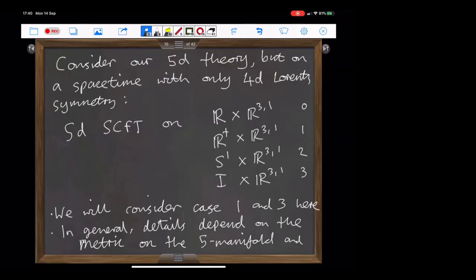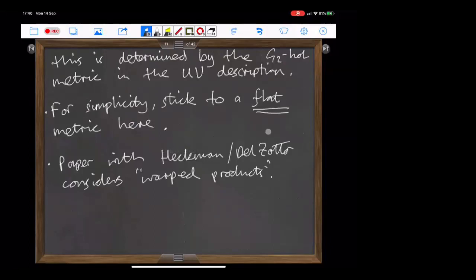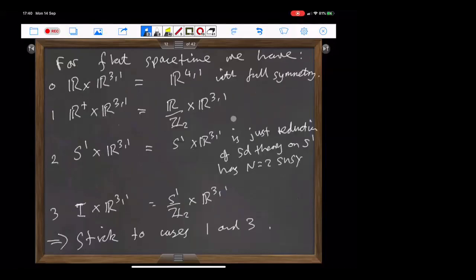So in case 3, I here means a line segment. Here I'm going to essentially stick to the case where we've got a flat space-time metric. And in the other paper that I mentioned, we're actually considering essentially warped products. So in the flat case, case 1, the semi-infinite line, is naturally thought of as an orbifold.